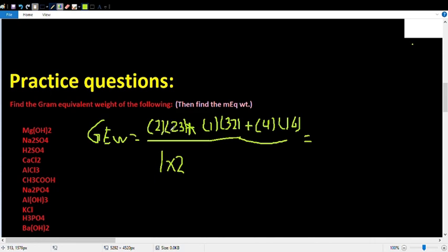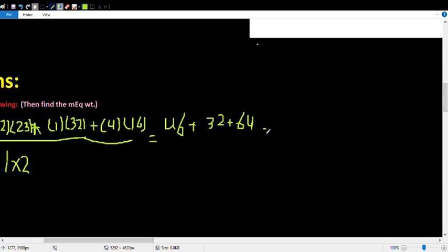So 23, 2 times 23 will be equal to 46. Tapos 1, 32. 1 times 32, 32. Then 4 times 16 would be equal to 46 or 64. So 46 plus 32 plus 64 will be equal to how much, guys? So itong dalawa will be equal to 110. So 110 plus 32 will be equal to 142.